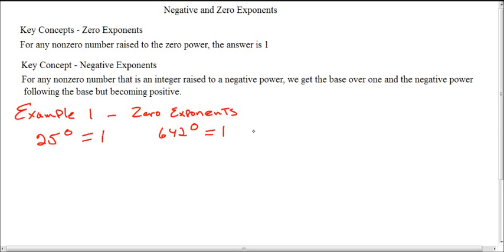Let's say we have a negative 15 raised to the 0 power. Again, the rule says our answer is 1.